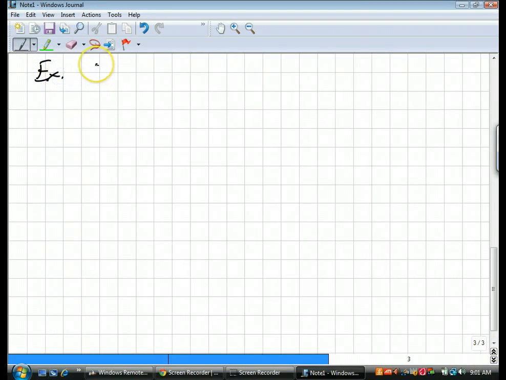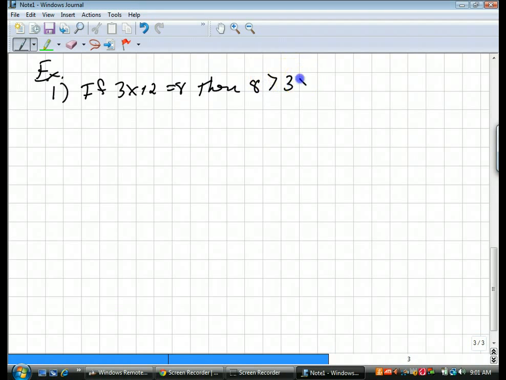So, are these true or false? Number 1, if 3x plus 2 equals 8, then 8 is greater than 3x. Okay, this is true because the whole is greater than either of its parts, and 3x plus 2 equaled 8, so 8 is the whole.